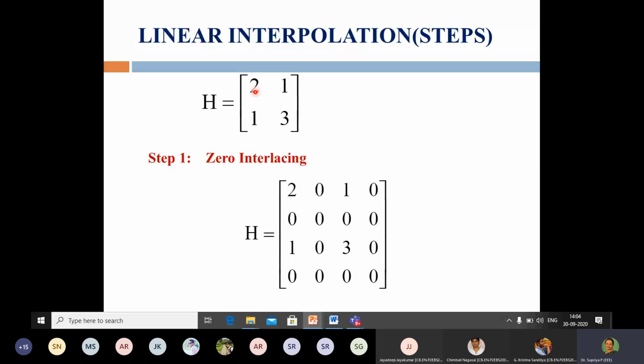Considering this, so this would be 2, 0, 1, 0. Between 2 and 1 also we want a 0. So this 0 is here, and there is already one more 0. Beneath it there is one more 0. Here there is a 1. Beneath that, that is again a 0. And here there is a 0. There is one more 0 here. Again, between 1 and 3, we are inserting a 0 because already there is a 0 here. And similarly, after 3 also a 0 has been added. Finally, in the last row, we have added zeros similar to the second row. This is the first step, namely zero interlacing.